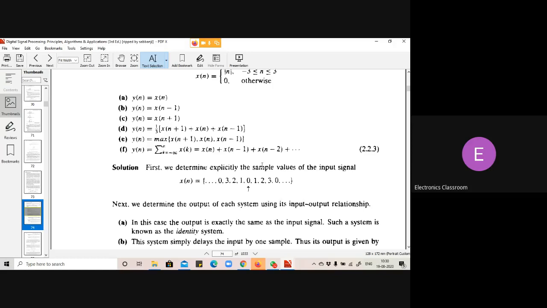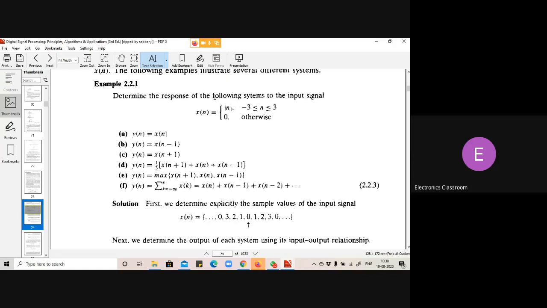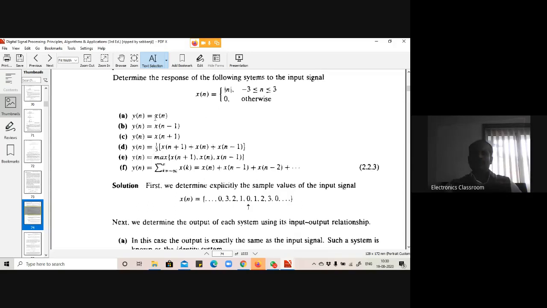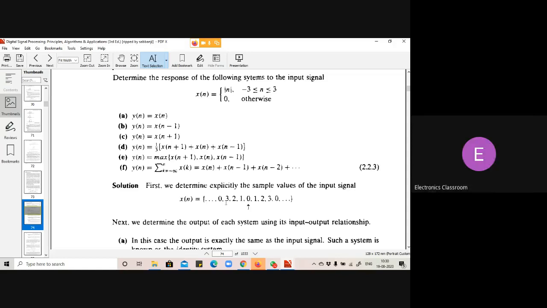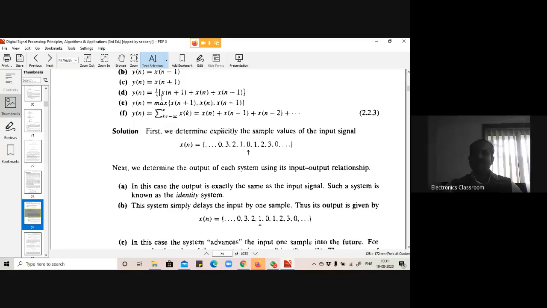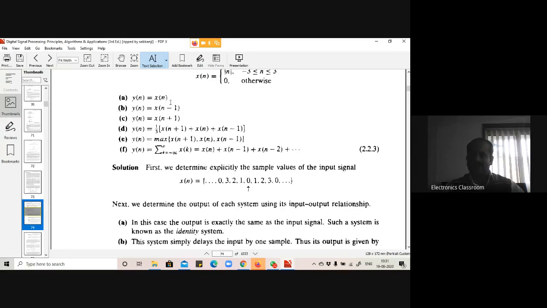Determine the response of the following system to the input signal. Now first, y(n) is the output, equal to x(n). So x(n) is 0, 3, 2, 1, 1, 2, 3. Okay. Now this first output y(n) is the same as x(n). Okay. It means y(n) is equal to x(n). So there is no transformation. It means no operation is performed by system on input signal x(n).